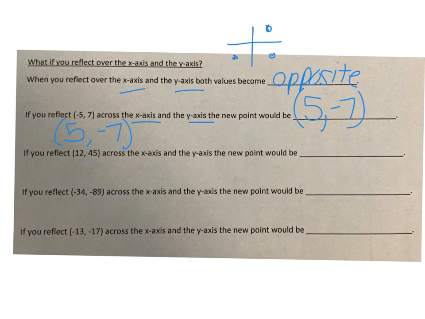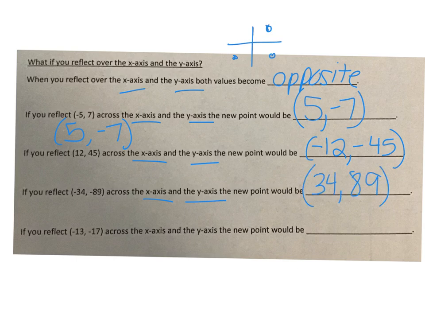For the next one, we have (12, 45), so reflected over the x and the y, it would be (-12, -45). Across the x and the y would be (34, 89). And then the next one would become (13, 17). So make sure you take a picture and attach it to your notes and then begin your practice.